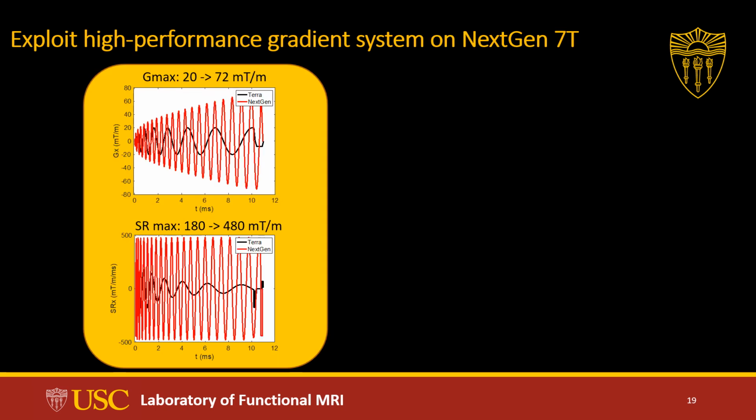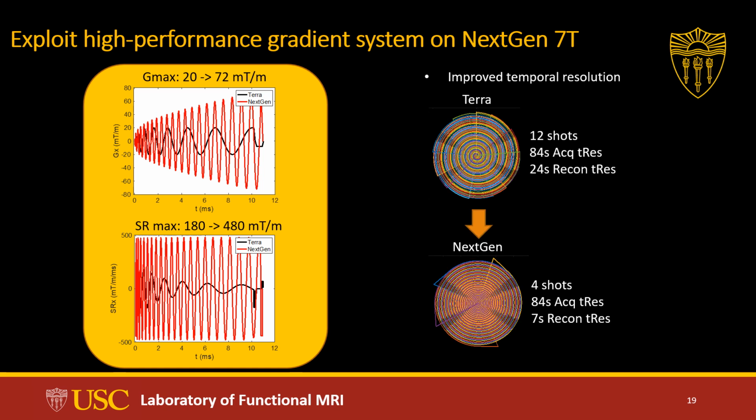Finally, our sequence is capable of taking advantage of hardware upgrade. We had a great experience on Dr. Feinberg's group's NexGen 7T, where we used a 3 times higher Gmax and slew rate than Terra. The faster gradient allows us to use fewer spiral shots and thus higher temporal resolution. On NexGen, we can achieve single-shot 1 mm acquisition with a temporal resolution of just 7 seconds.